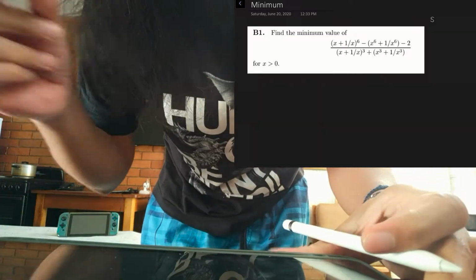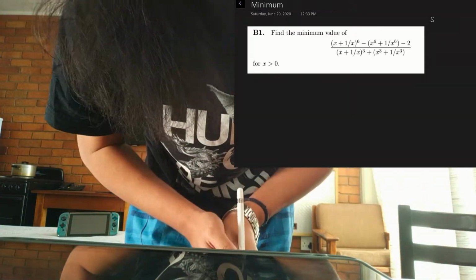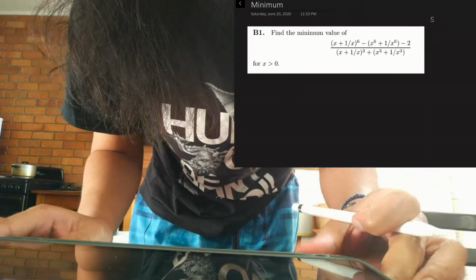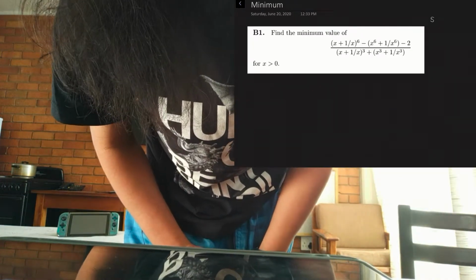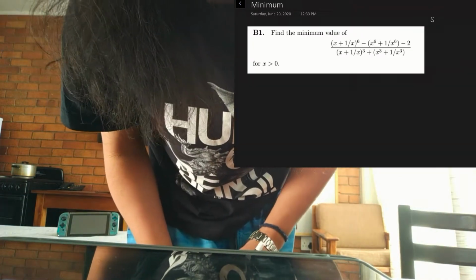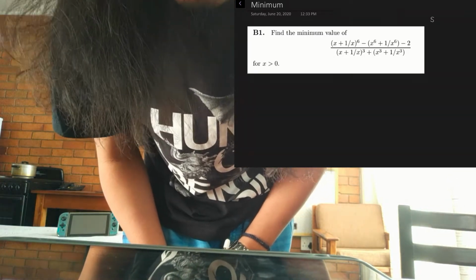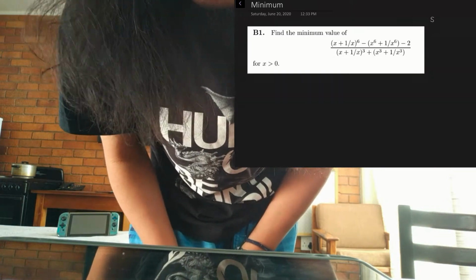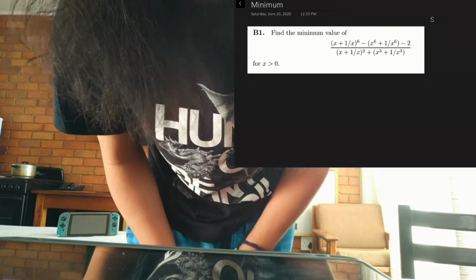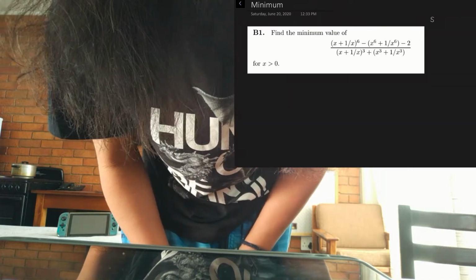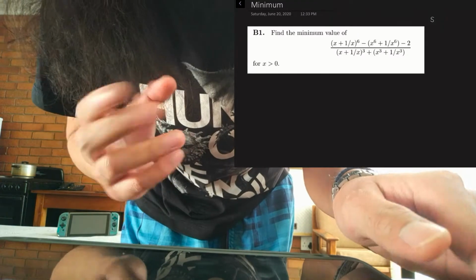Five push-ups. So the question is from Putnam 1998. Find the minimum value of the quantity (x + 1/x)^6 minus (x^6 + 1/x^6 + 2), all over the quantity (x + 1/x)^3 plus (x^3 + 1/x^3). Okay, this looks simple enough.